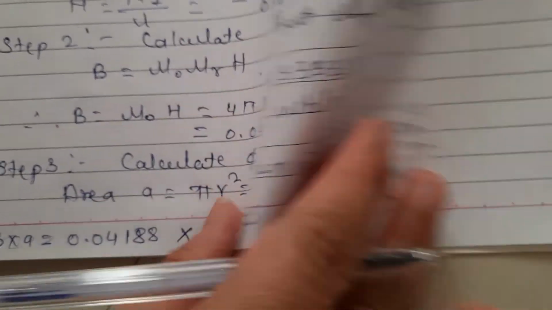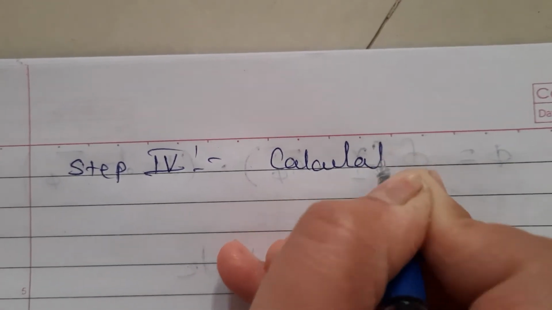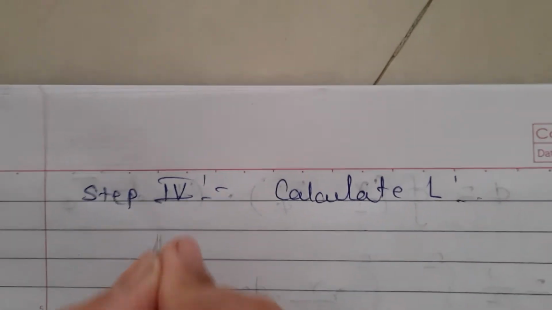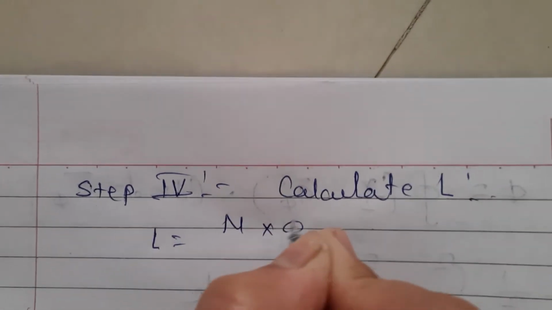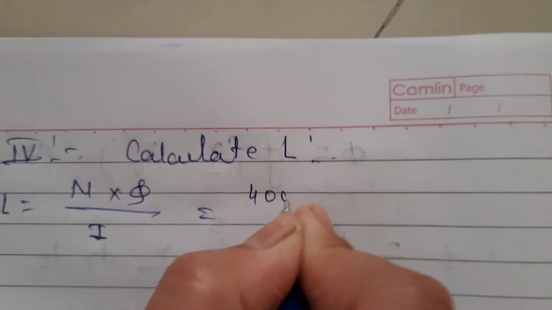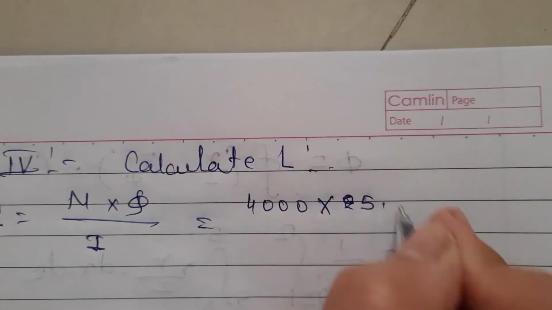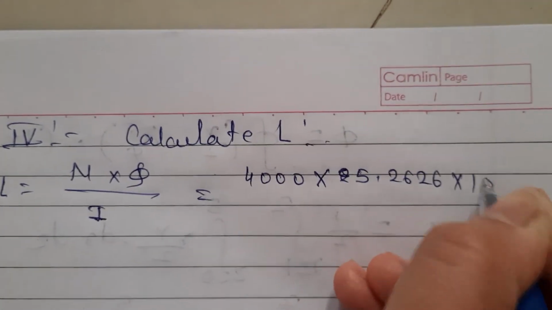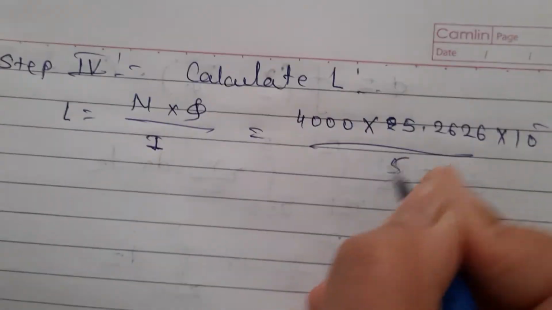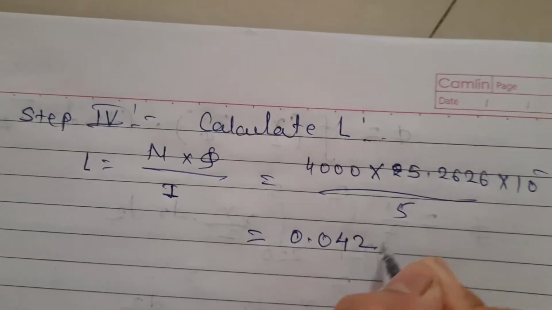Next is step 4. Calculate capital L. So L is equal to N into phi by I. So what is N? It is 4000. So into 5.2626 into 10 raised to minus 5 by 5. So the answer of this is 0.042.